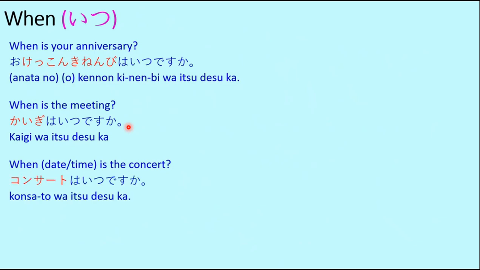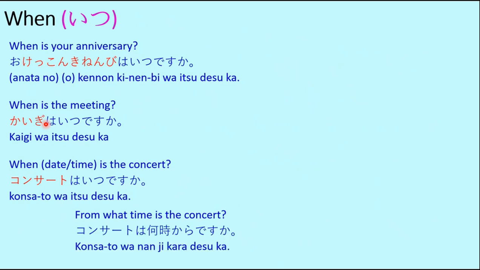When is the concert? Konsato wa itsu desu ka? It is the same as the previous ones. And from what time is the concert? Now, we did this in one of the previous lessons. Konsato wa nanji kara desu ka? Now see the difference. Itsu desu ka has been replaced by nanji kara desu ka. So now it has changed from a when type of question to a what type of question, because now it is what time. The question is from what time is the concert. Konsato wa nanji kara desu ka? Now if someone asks from what time to what time, then it will be Konsato wa nanji kara nanji made desu ka?